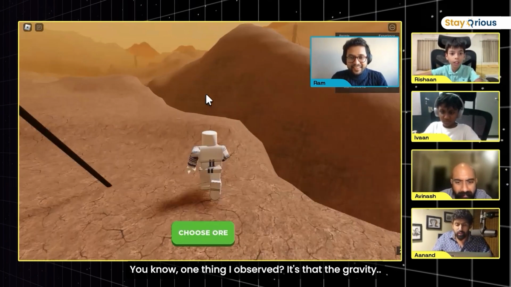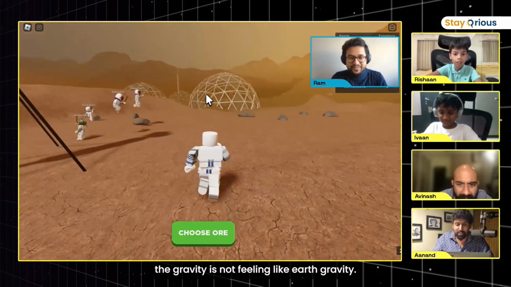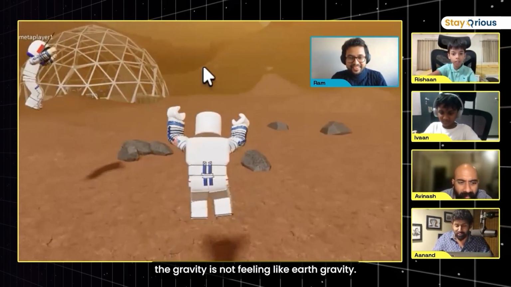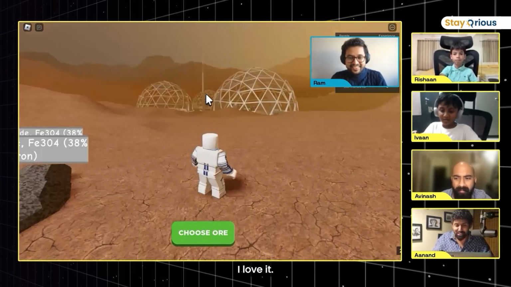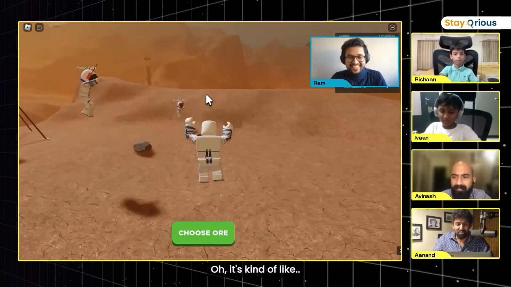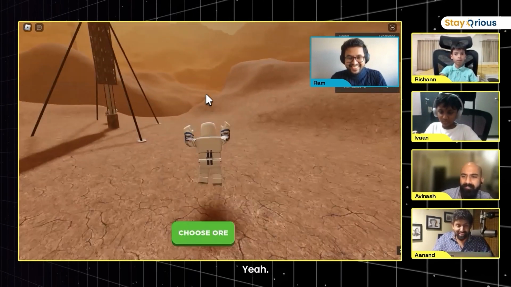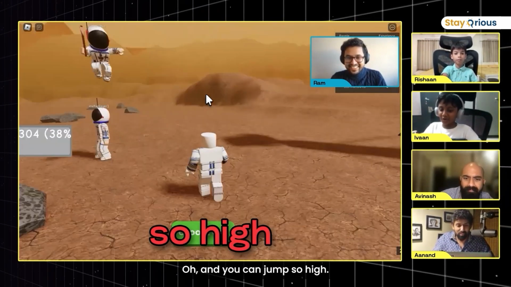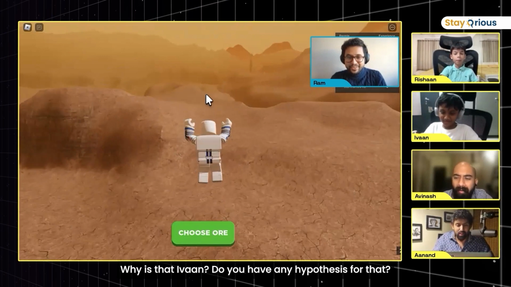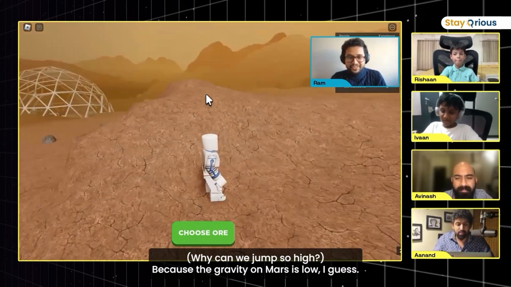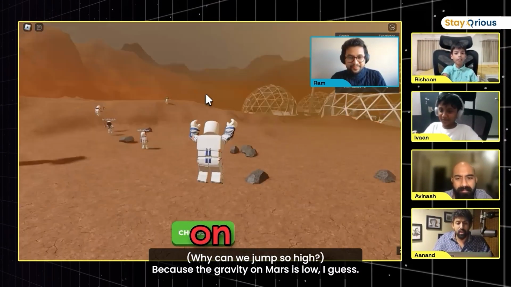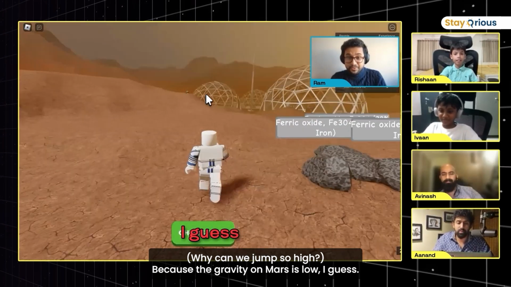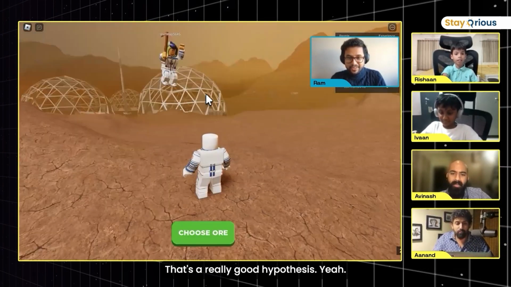One thing I observed is that the gravity is not feeling like Earth gravity. So who built this? I love it. It's just lovely. Yes, exactly, you can jump so high. Why is that, Ivan? Do you have any hypothesis for that? Why can we jump so high? Because the gravity on Mars is low, I guess. Awesome. That's a really good hypothesis.